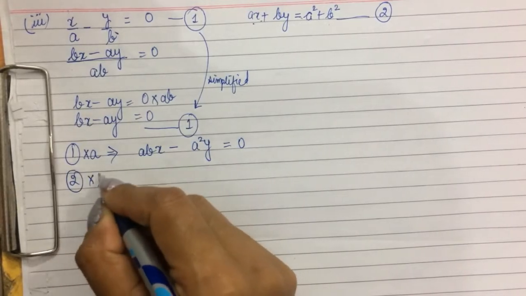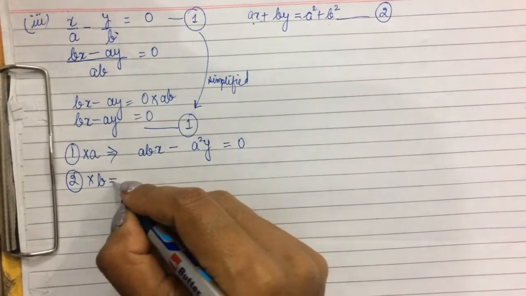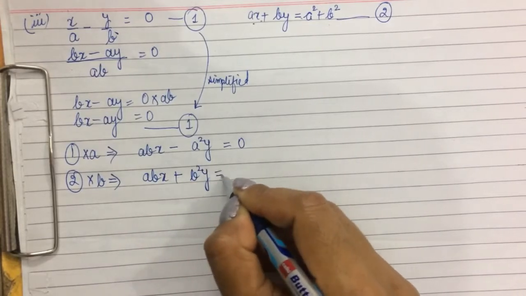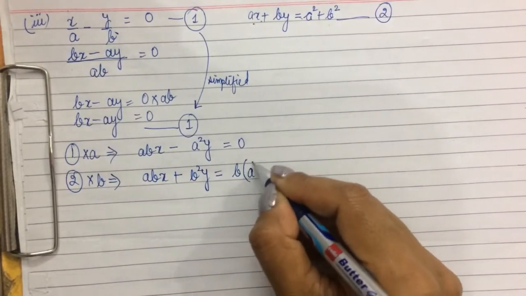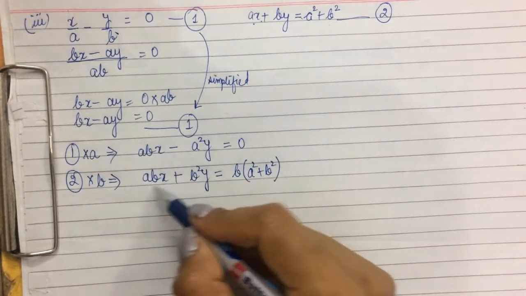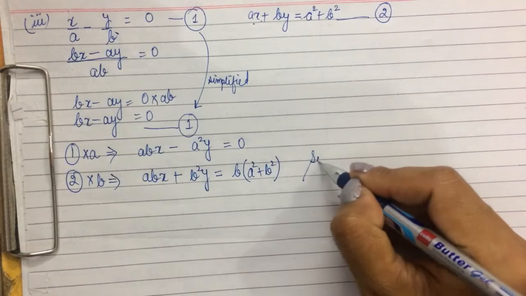Second equation will be multiplied with b, so that gives me abx plus b square y equals b multiplied with a square plus b square. To eliminate this term, I'm going to subtract.